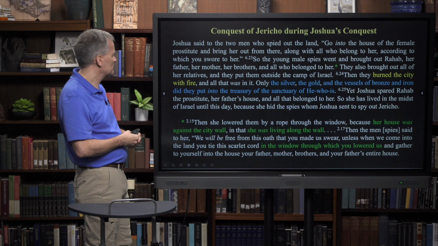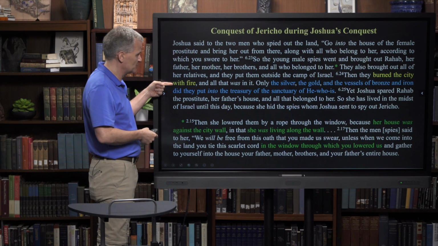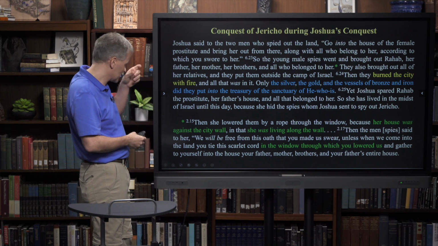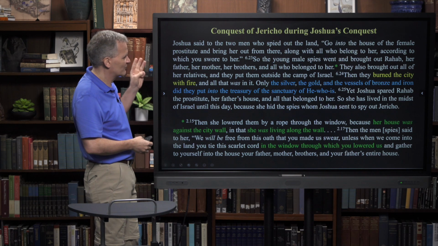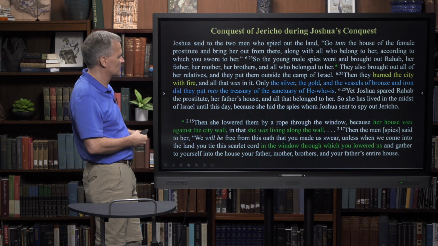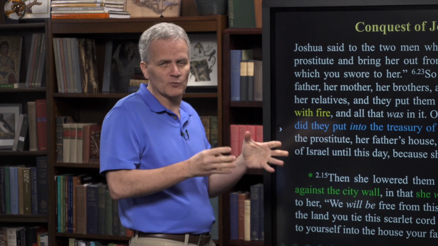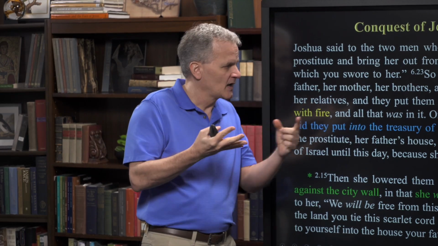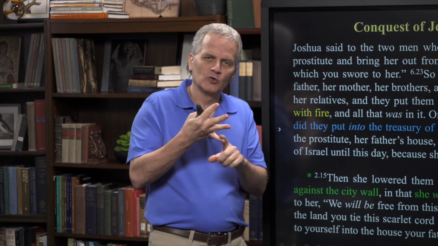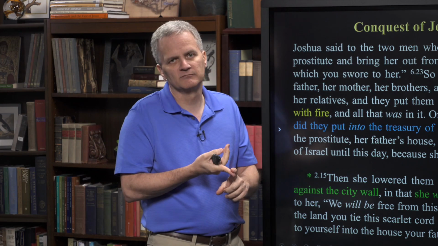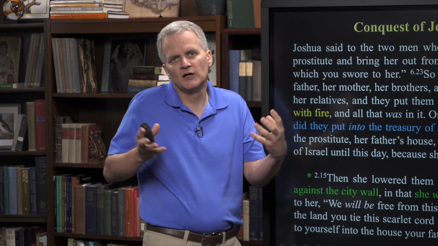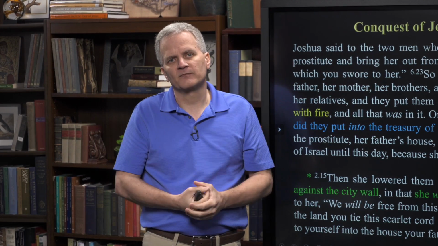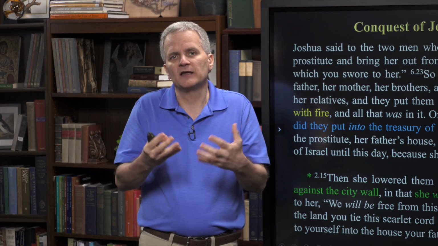Then they burned the city with fire. There we go. There's something we can look at to see. There should be signs of the city being burned with fire and all that was in it. Only the silver, the gold, and the vessels of bronze and iron did they put into the treasury of the sanctuary of He who is. So if we're at the right site, we probably wouldn't be able to see from that destruction or find vessels of gold and silver and bronze and iron. We probably wouldn't be able to see those because those were taken into the sanctuary and offered as objects belonging and now holy to the Lord.